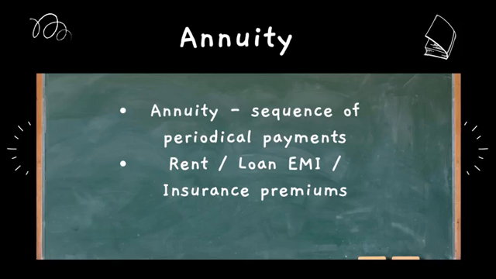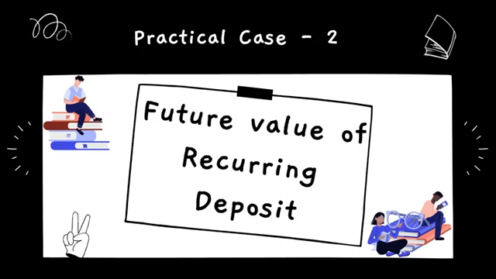See, an annuity is a sequence of periodical payments. They could be monthly payments like rent or loan EMIs, or even yearly payments like in the case of insurance premiums. They could also be periodical payments for investments like in the case of recurring deposits in banks. So, how do we calculate the future value of an annuity?